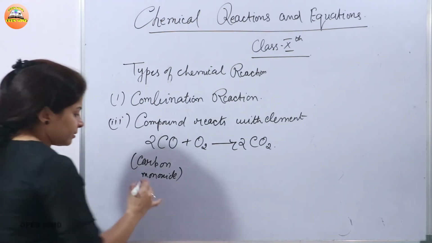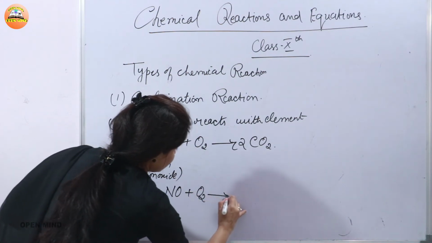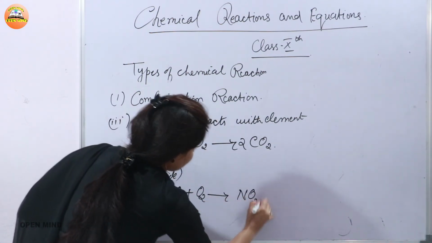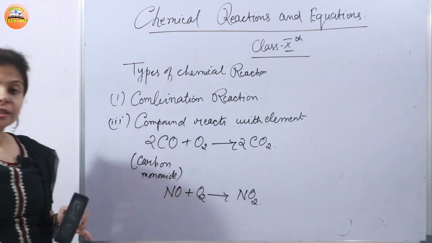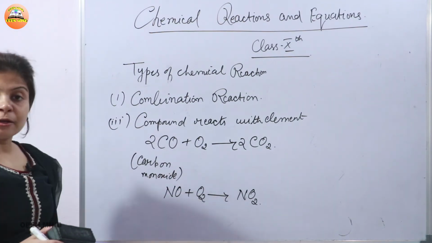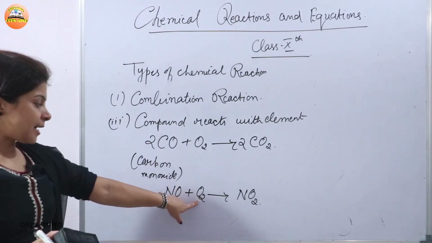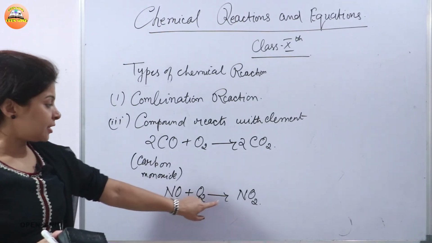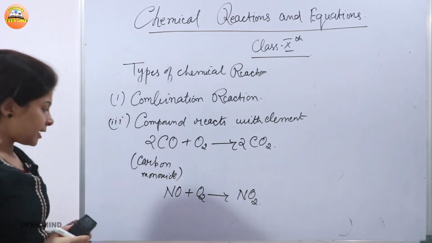Take another example. NO plus O2. It gives NO2. That means nitrogen oxide plus oxygen gives nitrogen dioxide. Now what is this nitrogen oxide? Nitrogen oxide is a compound. It is reacting with an element. Since this is a diatomic molecule, we are writing 2 over here. It will give rise to another compound which is called nitrogen dioxide.